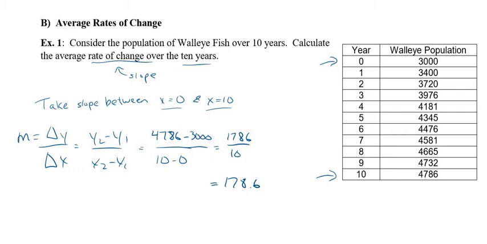So to do that, we're going to look at the units for our y's and x's. For the y's, it's going to be number of fish, and the x is going to be years. And since we're doing y divided by x, it's going to be fish per year.